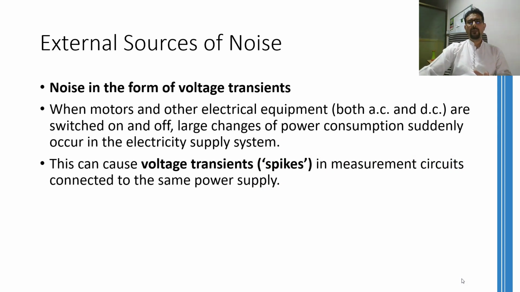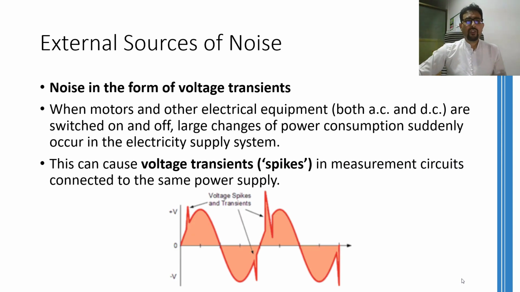The next source which I am going to discuss is voltage transient. Normally when a heavy electrical machine starts or stops, a large change of power consumption occurs. This large change in power consumption induces voltage transients, or sometimes back EMF, in the electrical supply.